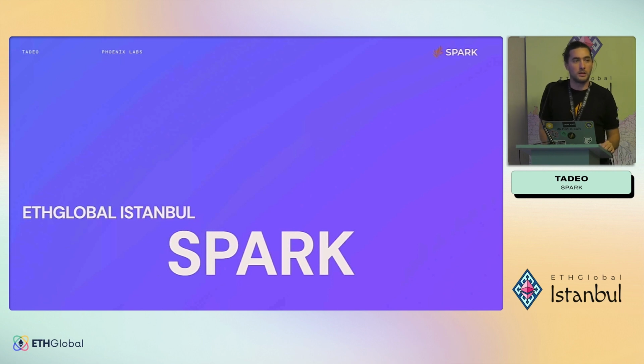Let's dive into the different offerings from Spark and what you're able to build on top of them. Little housekeeping: Spark is part of the Maker ecosystem. Our main goal is to encourage and grow the DAI ecosystem, and we're doing that through building DeFi infrastructure.